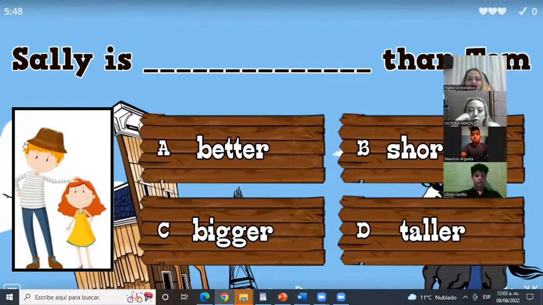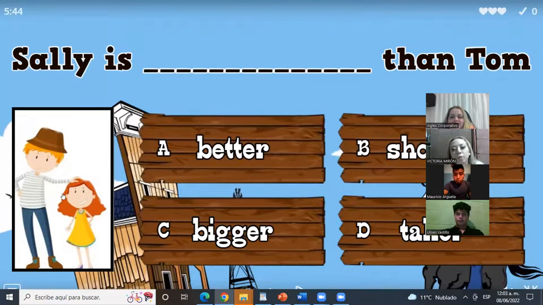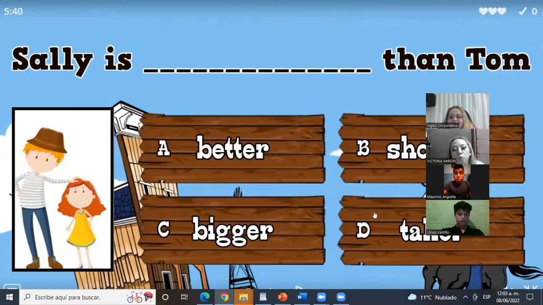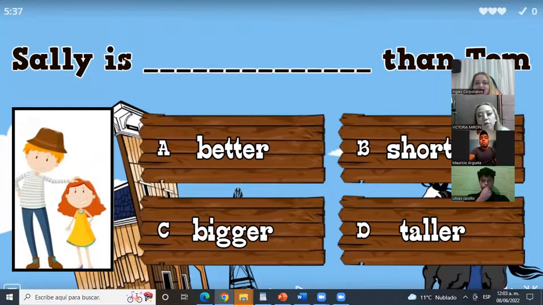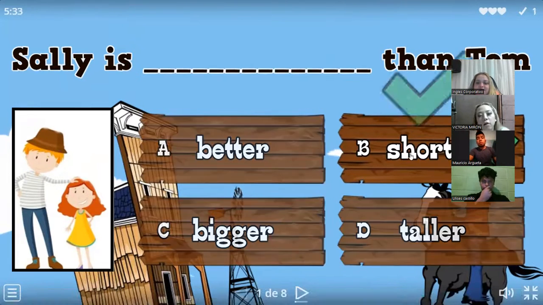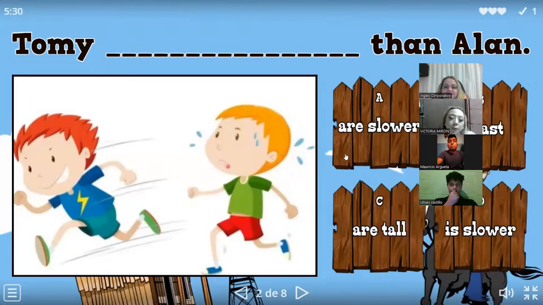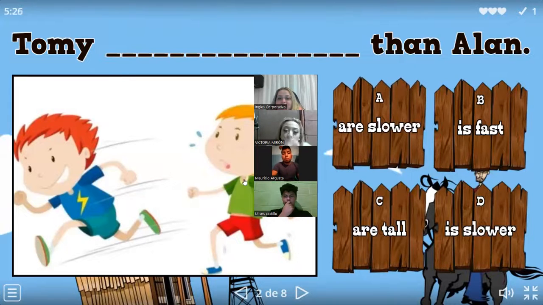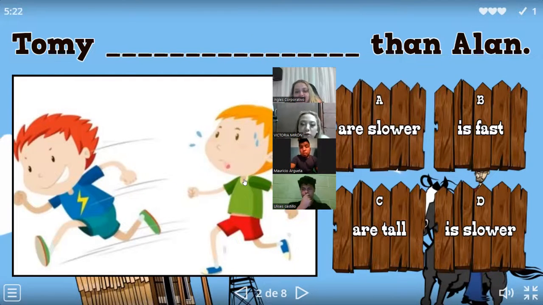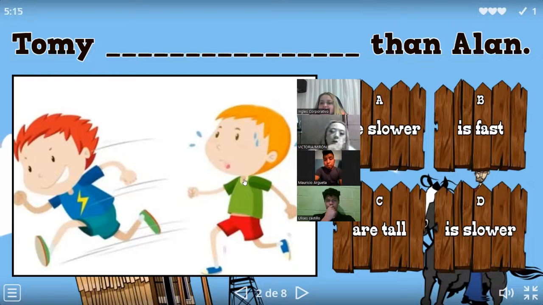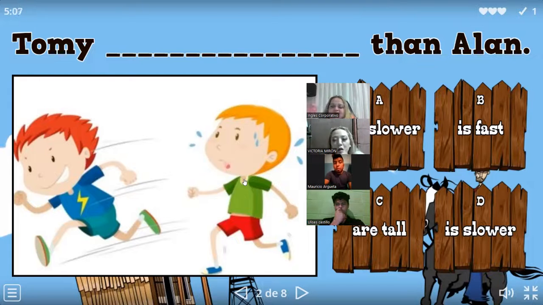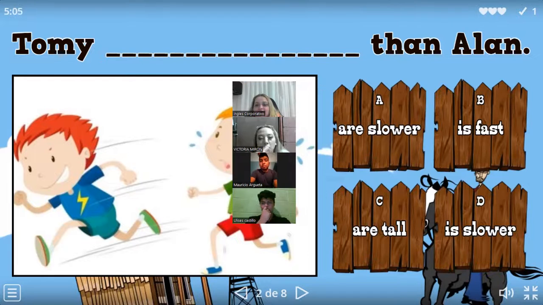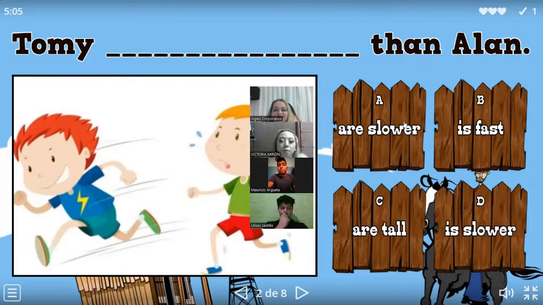Look, if we compare Sally and Tom, what is the difference? Shorter. Sally is shorter than Tom. Than Tom, perfect. What do you think about this one, Mauricio? Tommy is fast than Alan. Fast is the adjective. But what if I want to say más rápido? Faster? Yes, that's the answer. Is faster, exactly. But that's not one of the options. That's the problem.